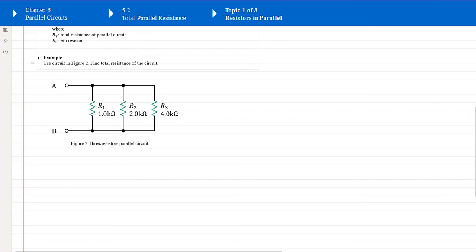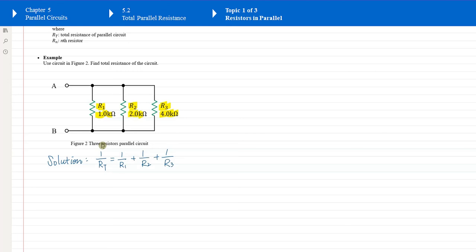The circuit here has three resistors that connect in parallel. R1 equals 1.0 kilo ohm, R2 is 2.0 kilo ohm, and R3 is 4.0 kilo ohm. We want to find the total resistance, RT. Let's write down that formula first. In this case, n equals 3, because we have 3 resistors connected in parallel. So the formula is 1 over R total equals 1 over R1 plus 1 over R2 plus 1 over R3. Only 3 terms. And then let's plug in numbers.